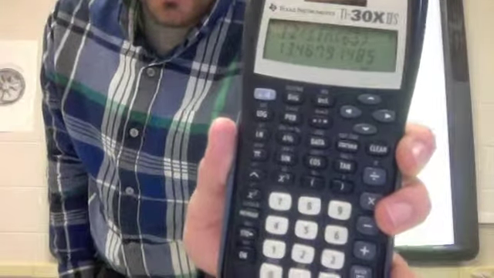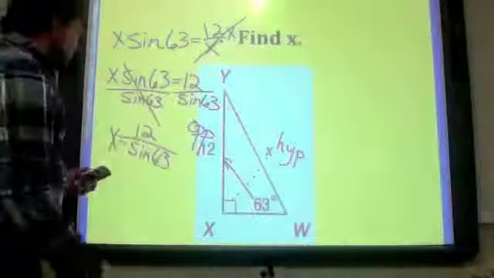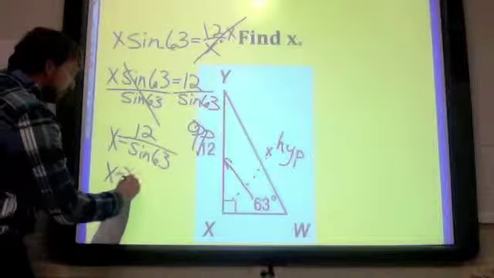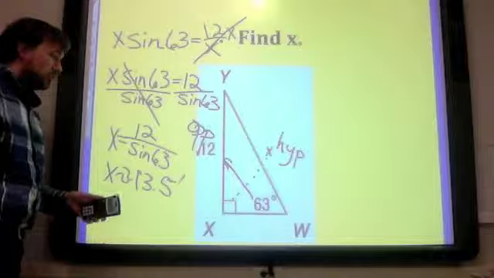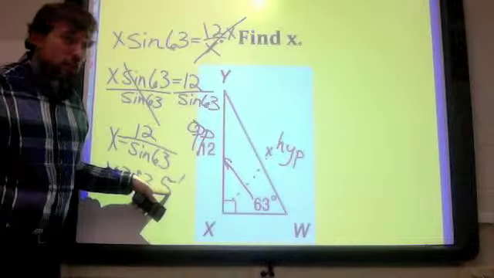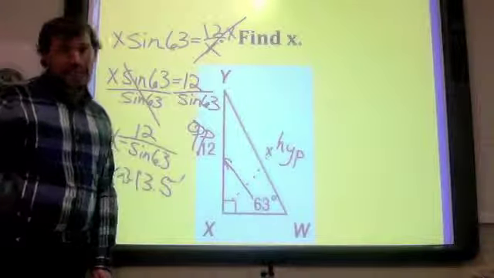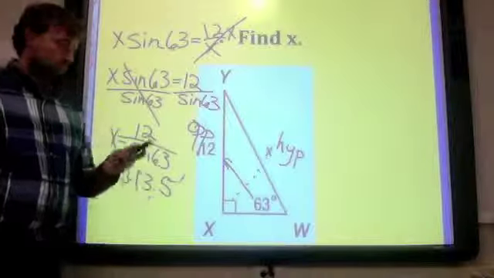See how it says 12 divided by sine of 63, and that gives you 13.5. So x is approximately 13.5. Do I get a little degree mark on here? No, I don't think so. It's not an angle. That's right. You know. You're awesome.